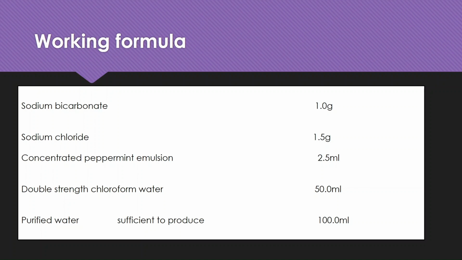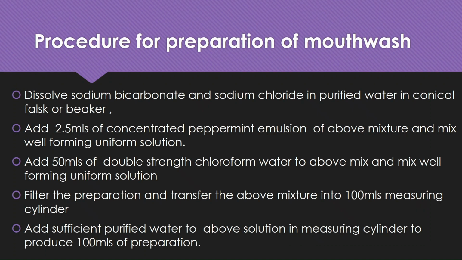So we see that we need sodium bicarbonate 1 gram, or 1.0 gram. We need sodium chloride 1.5 grams. We need concentrated peppermint emulsion, or we can say peppermint water, 2.5 mils. And then we need double strength chloroform water, 50 mils. And then purified water sufficient to produce 100.0 mils. Procedure for preparation of this specific mouthwash.